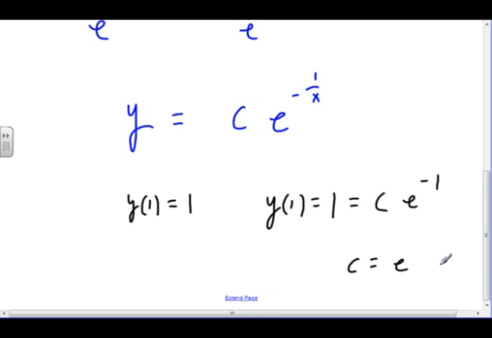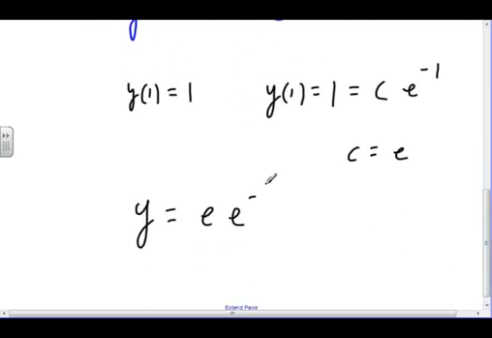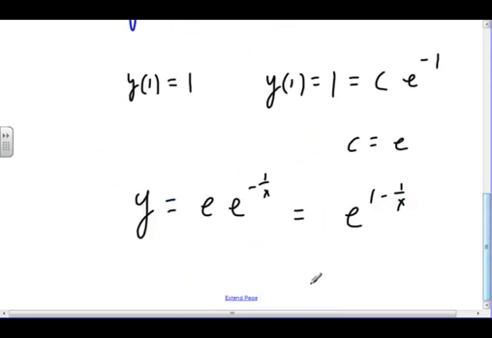How's that? Well, e times 1 over e is 1, so that must be it. So the final answer should be y is equal to e to the minus 1 over x, and I'd probably rewrite that as e to the 1 minus 1 over x, right? I rewrite it like that. Oh, good. This is odd, so I can't possibly know what the right answer is. But I could put it in Maple.